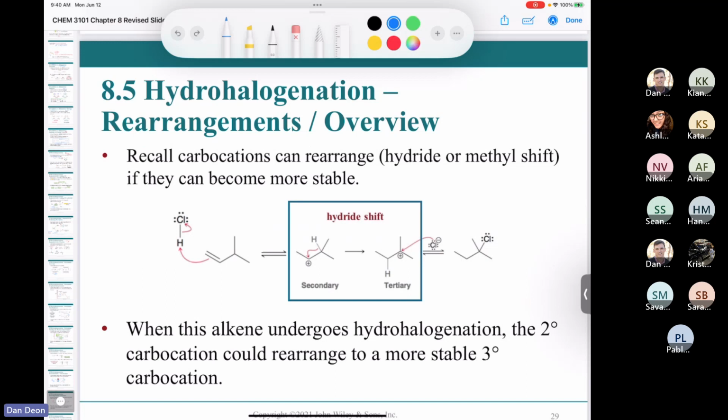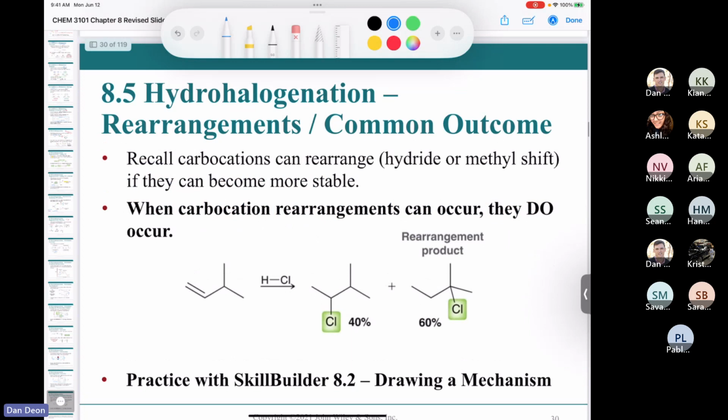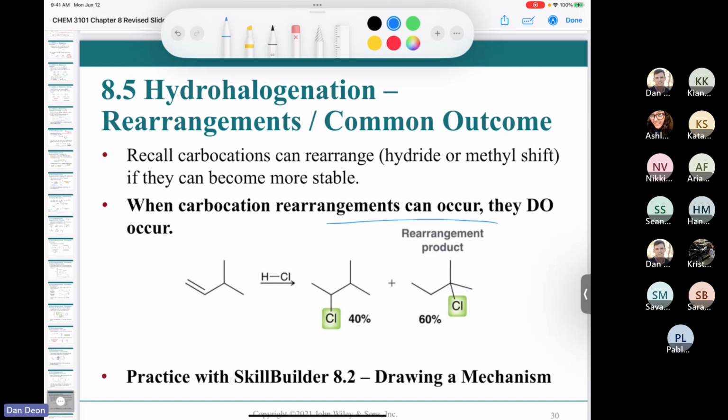And so if you had a compound like this one here, okay, so this is 3-methyl-1-butene. You form that secondary carbocation, but it can undergo a hydride shift to give you a tertiary. And so, yeah, it can definitely happen. And so what happens in that case is when a carbocation rearrangement can happen, it will, and you usually get a mixture. So you get a mixture of both the rearrangement product and the non-rearranged product.